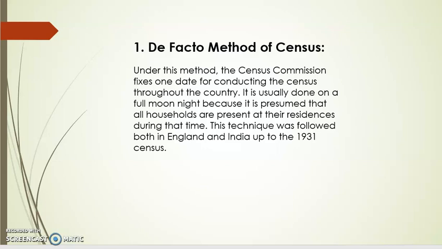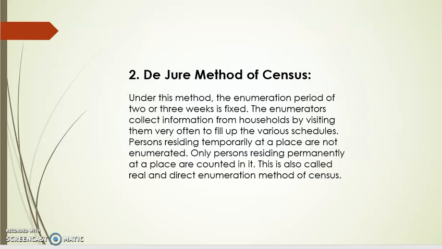The next is the de jure method of census. Under this method, an enumeration period of 2 or 3 weeks is fixed for the collection of the data. The de jure method is also known as the real and direct enumeration method of census. Moreover, the enumerators collect the information from the households by visiting very often to fill up the various schedules.